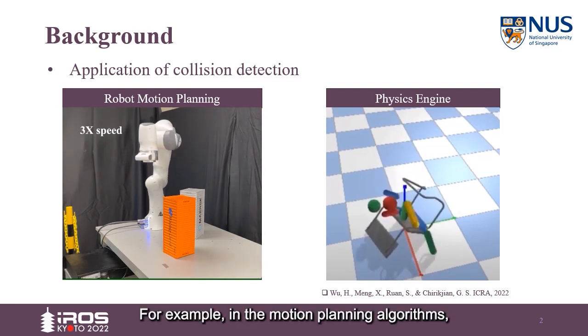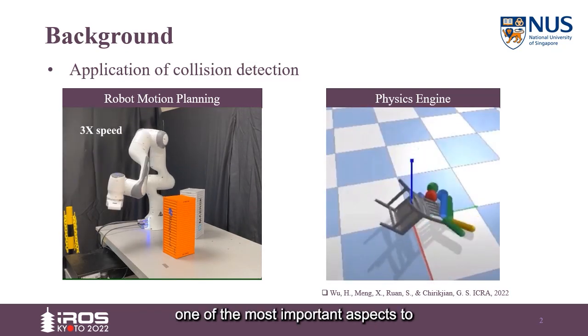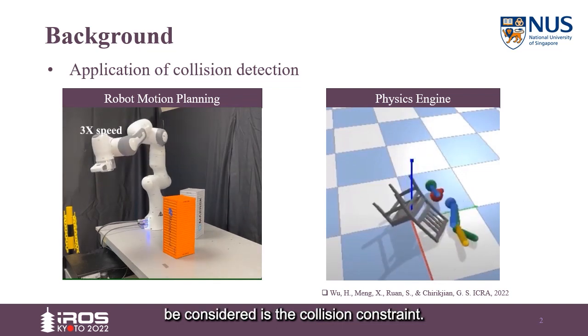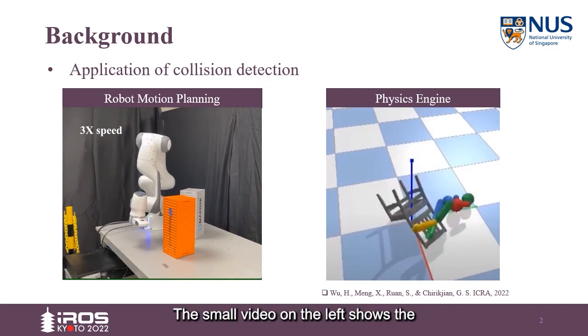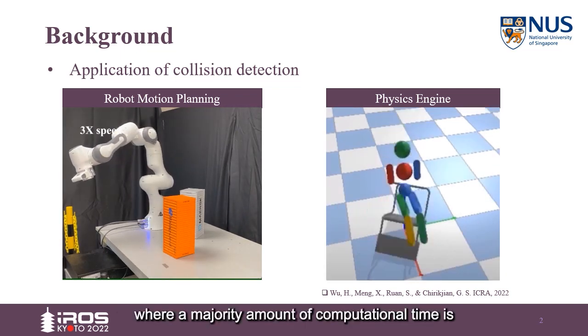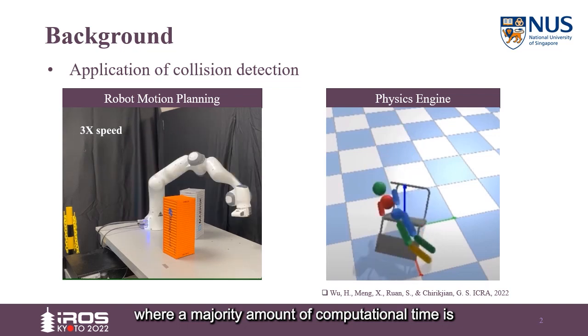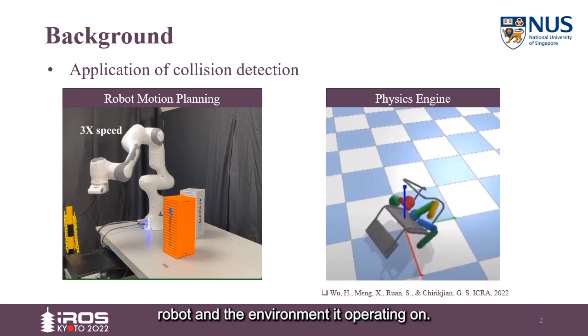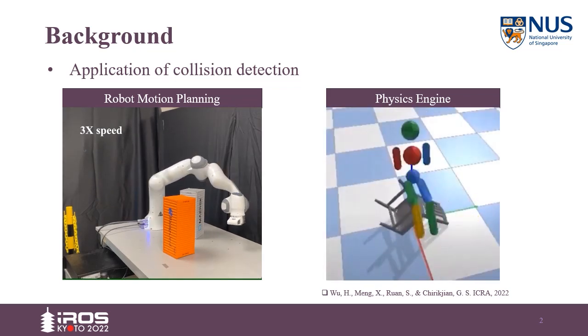For example, in the motion planning algorithms, one of the most important aspects to be considered is the collision constraint. The small video on the left shows the planning results solved by a sampling-based algorithm, where a majority amount of computational time is spent on querying the collision status for the robot and the environment it's operating in.